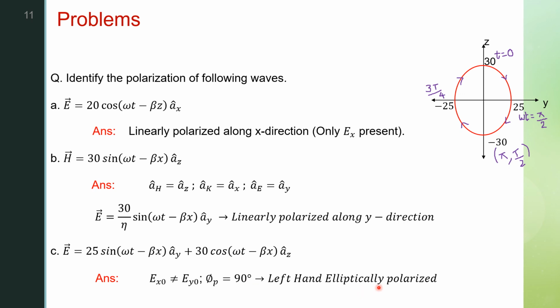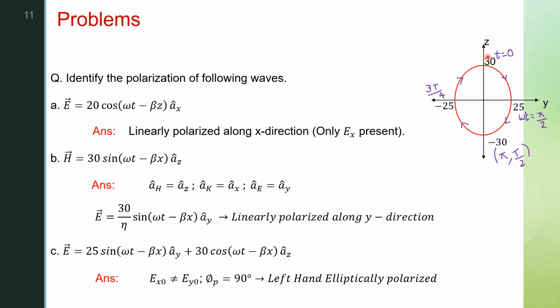But whether it is left hand polarized or right hand polarized, in order to understand that, you have to substitute different time instances, just as we did before: t equal to 0, t equal to T by 8, or omega t equal to pi by 2, omega t equal to pi, something like that. So when you substitute, let's consider the first case. When t is equal to 0, the first term will be 0 because sin 0 is 0. Then you will get only the second term, 30 cos times az cap.